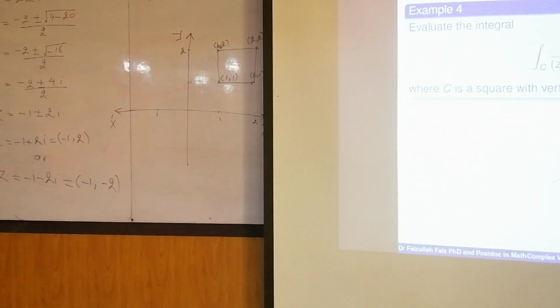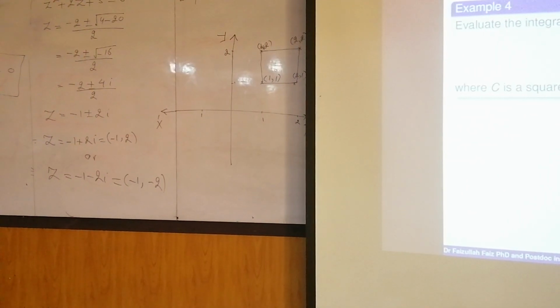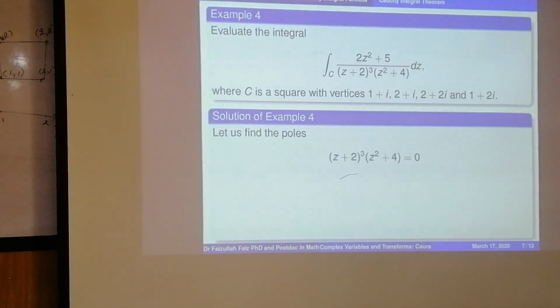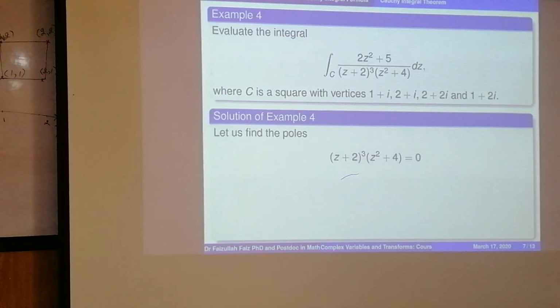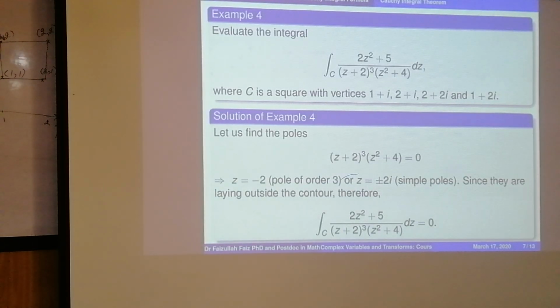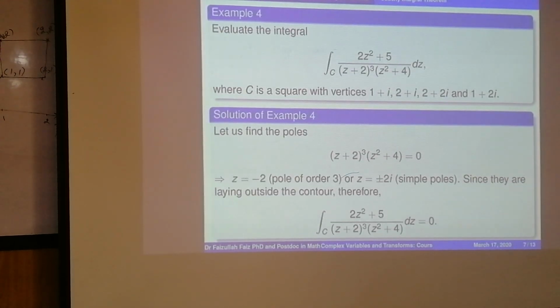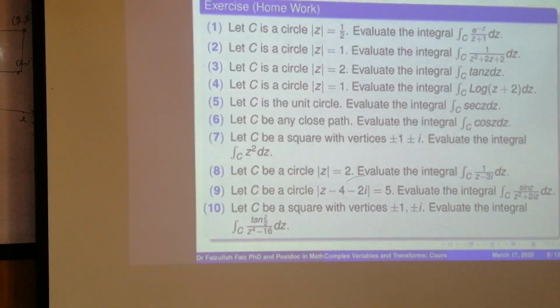So first of all, we have to construct the simple closed curve, and then we have to find the roots. For the roots, just put the denominator equal to 0, and from this you will get z = -2 and z = ±2i. Now if you draw these points on the given square, you will see that these points lie outside of our closed curve, and that is why, by the Cauchy integral theorem, the integral is equal to 0.